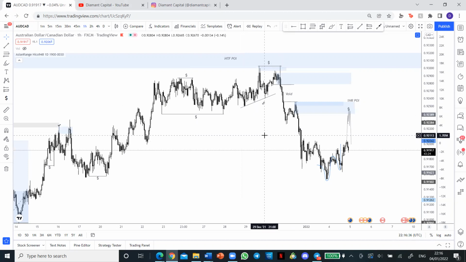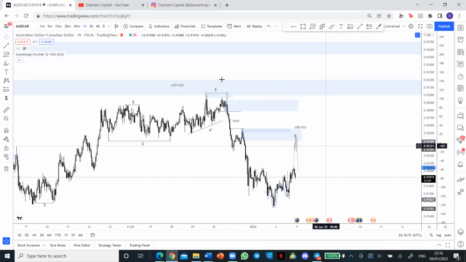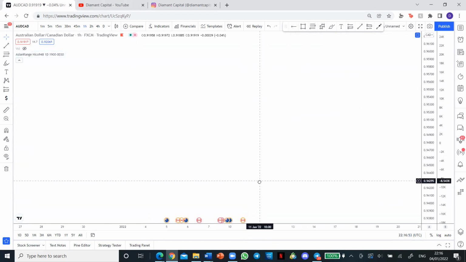But yeah, guys, let's just get straight into it. So when you're looking at market structure, let's just take this pair, AED CAD. This is one of the pairs that I was explaining with some of the guys that were in the public call. But before we get into any of this, let me just quickly explain a few things.